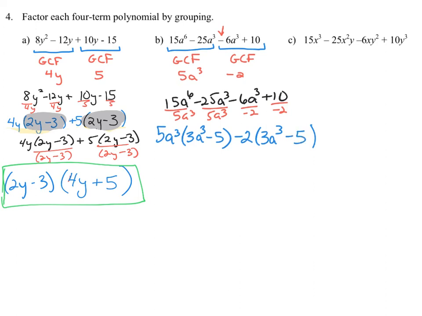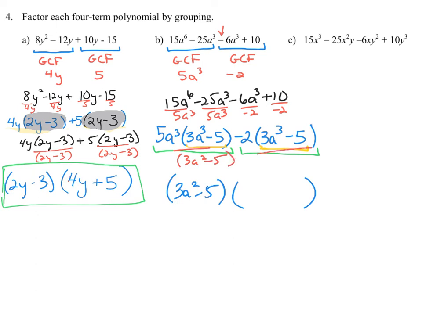Now we have two big groups here. We have the first big group and the second big group. Factoring by grouping, out of those two groups, we see the greatest common factor. Notice that both of these two big groups have a common factor of 3a cubed minus 5. So 3a cubed minus 5 is what we're going to factor out of both of those two big groups.